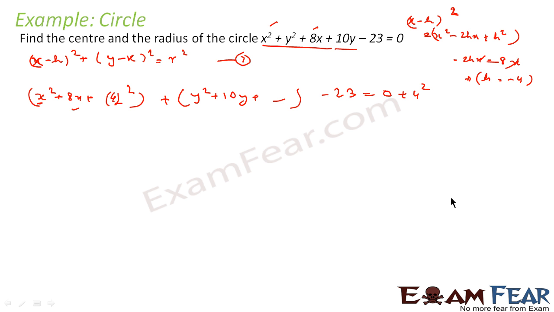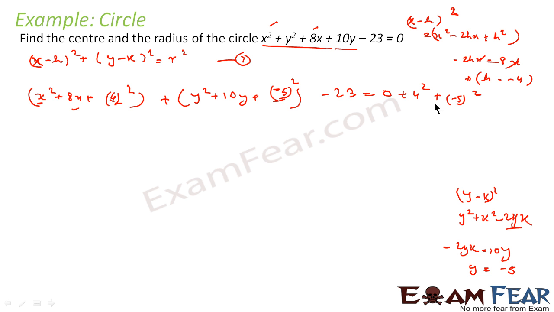Let me write here. y minus k whole square is equal to y square plus k square minus 2yk. So minus 2yk I'll compare with 10y. Minus 2yk is equal to 10y, or k is equal to minus 5. So here I have to add minus 5 square, that is plus 5 square. Here it was minus 4 square, but it's all the same, so plus 5 square here on both sides.